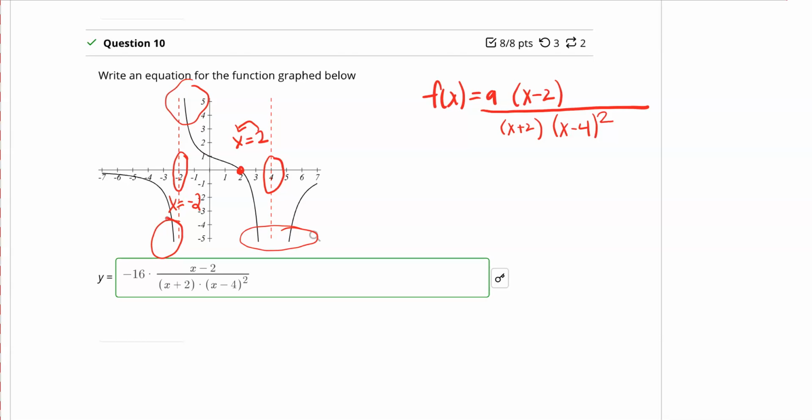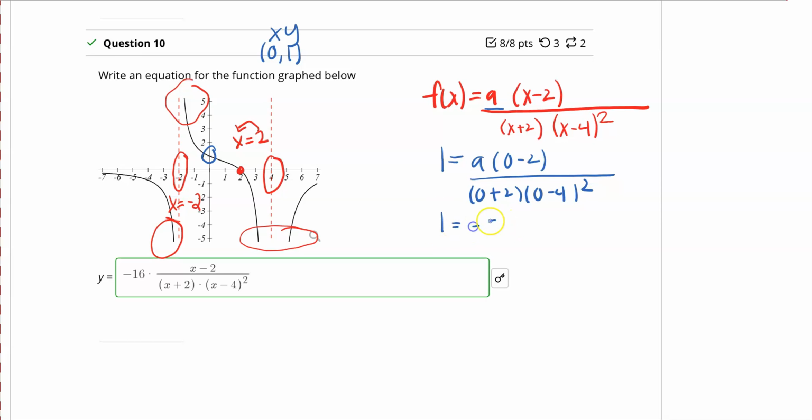Now, in order to find the a value, you want to look at the y-intercept just to give you a really nice point, and that would be at the point (0, 1). So I'm going to use this as an x, y value in order to solve for a. So I'm going to say 1 is equal to a times (0 minus 2) over (0 plus 2)(0 minus 4) squared. So it gives me 1 equal to -2a over 2 times 16. So it'd be 1 equal to -2a over 32.